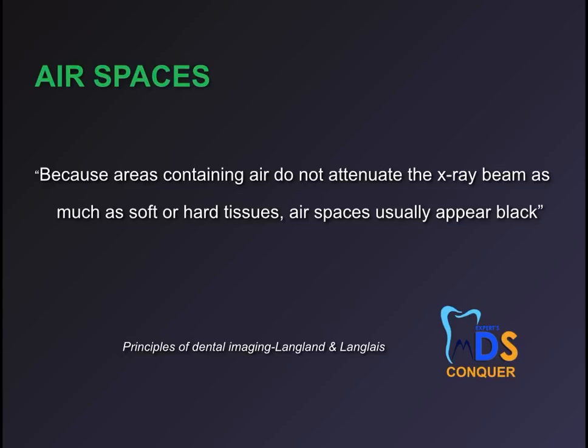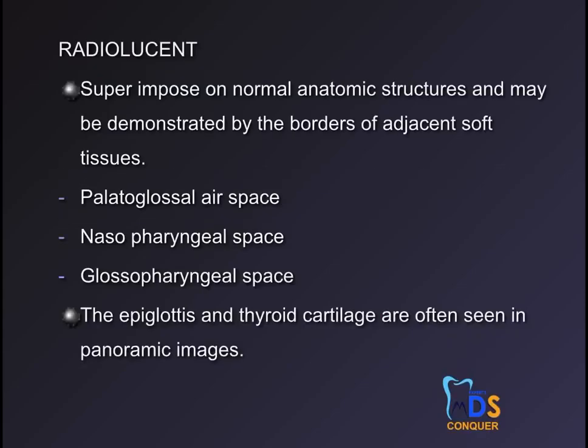Okay, because they are areas which contain air and they do not attenuate the X-ray beam as much as the soft and hard tissues. That's the reason they appear completely black. So they cannot attenuate the X-ray beam, right? So that's the reason they are completely black. So those include the palatoglossal, nasopharyngeal, and the glossopharyngeal air space, right?